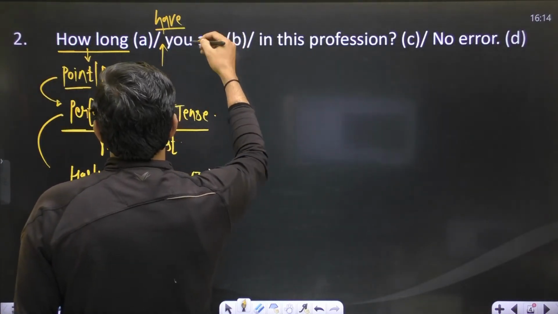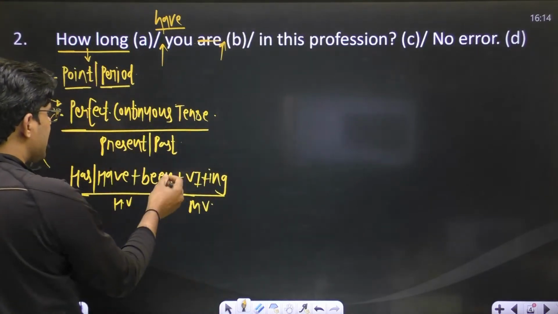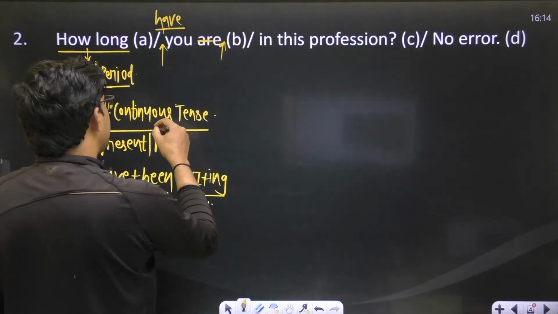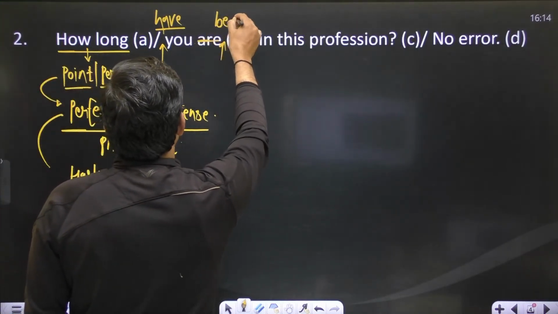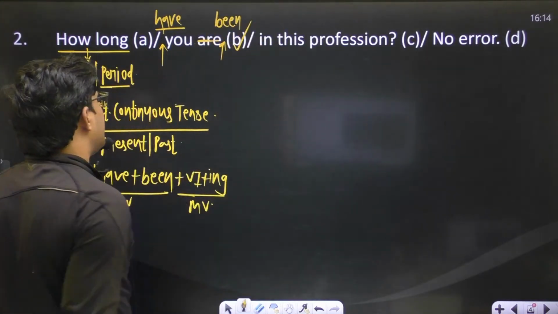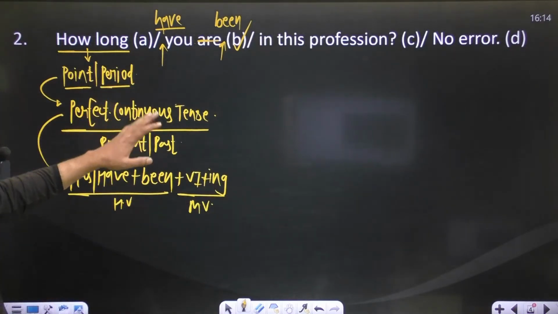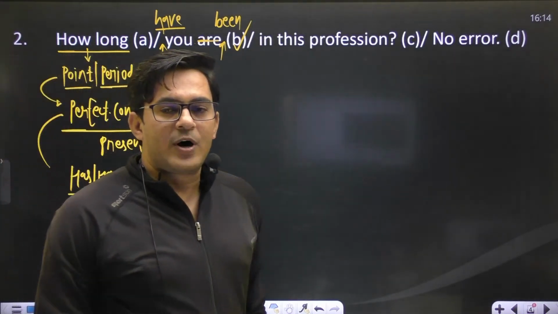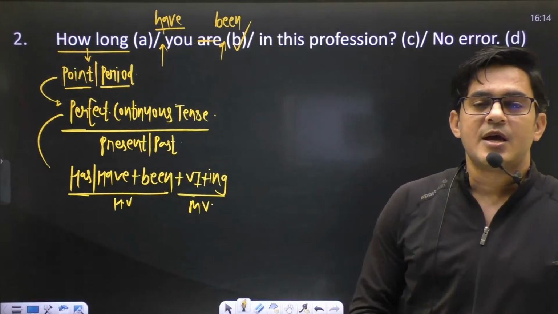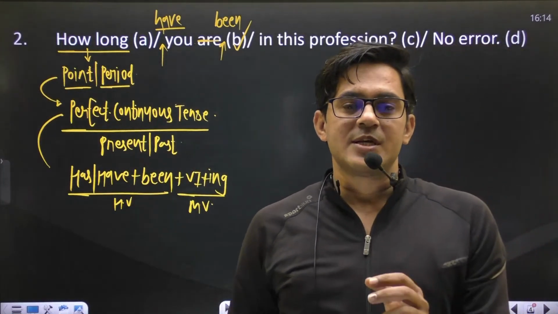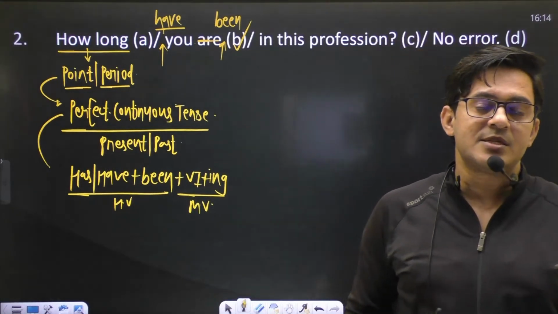How long have you been? If the verb be is there, then it will be perfect tense. How long have you been in this profession? The sentence will be like this, and you have an error in part B. You know why I'm not making it perfect continuous? In place of perfect continuous, I'm using perfect tense in this sentence.